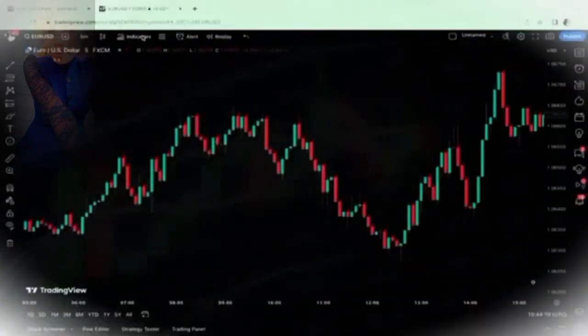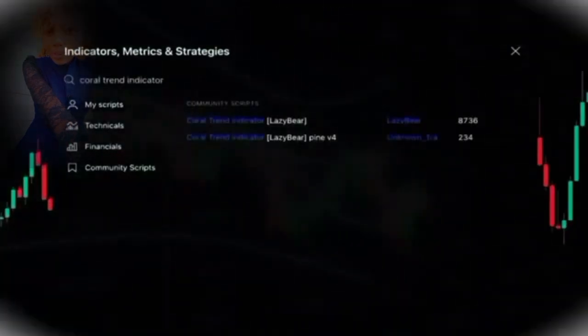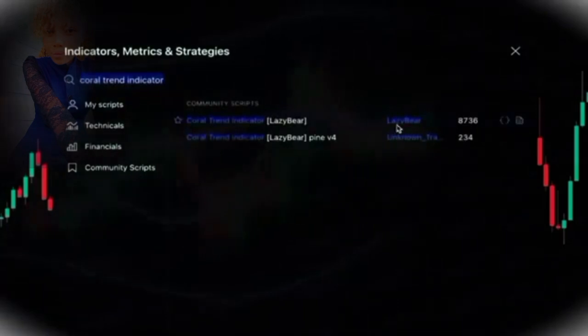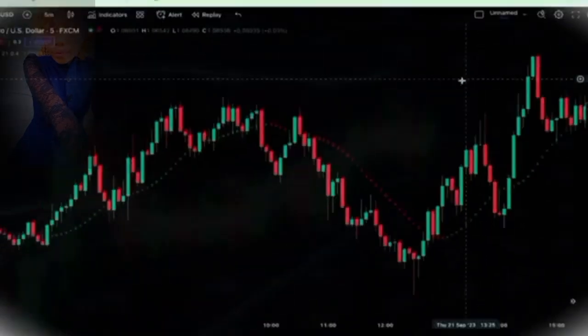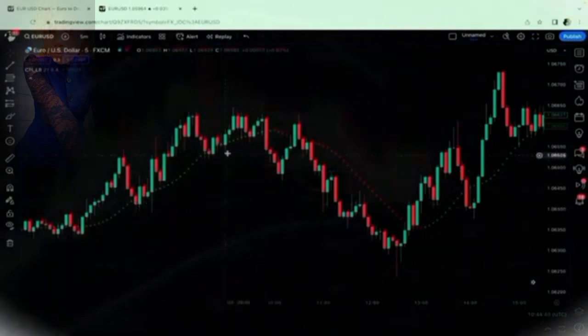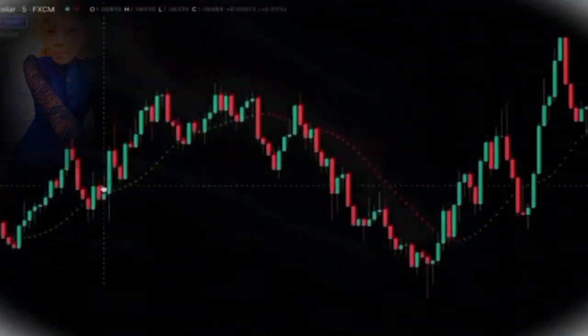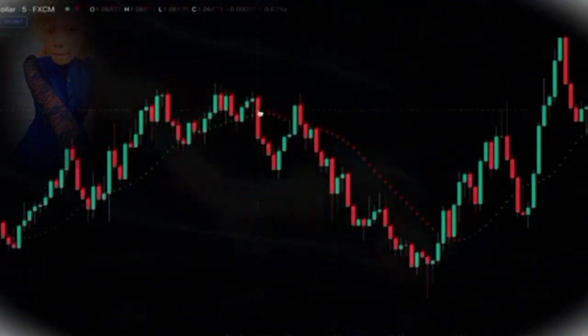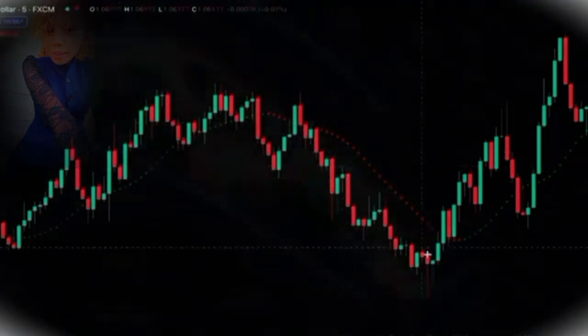Alright, the next indicator that I want to introduce is Coral Trend Indicator. This one is written by Lazy Bear. Alright, this is the indicator, and as you can see, it's overlaid on the price chart in the form of consecutive green and red dots. When it's green it shows uptrend, and when it's red, it shows downtrend.